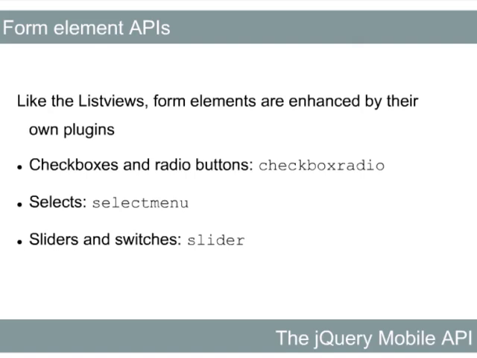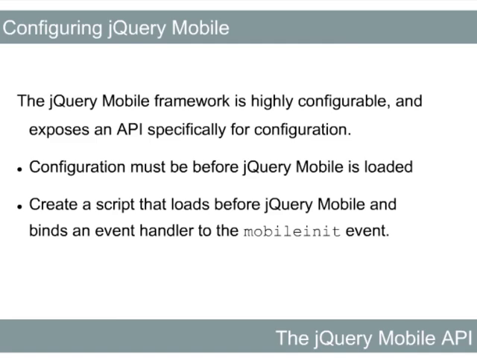Checkboxes and radio buttons both use the checkbox radio plugin. Selects use the select menu plugin. And sliders and switches both use the slider plugin. They're both initialized from the slider plugin. So if you want to access your forms directly, perhaps as the user is going through and filling out something and you want to change some other things, this is the way you would go ahead and do that. And then the last thing we want to talk about really quickly here is configuring jQuery Mobile.